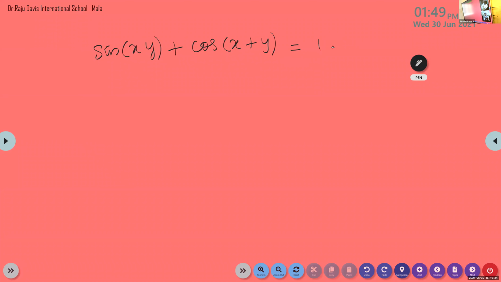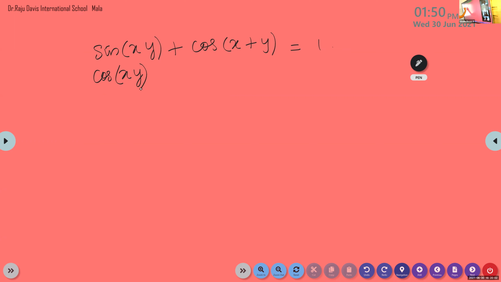What is the derivative of sin x? Emmanuel, what is the derivative of sin x? Cos x. Very good. So what will be the derivative of sine of xy? If it is sin x, we write cos x. Yes, it is cos of xy. It is not over. In the place of x, we have xy.